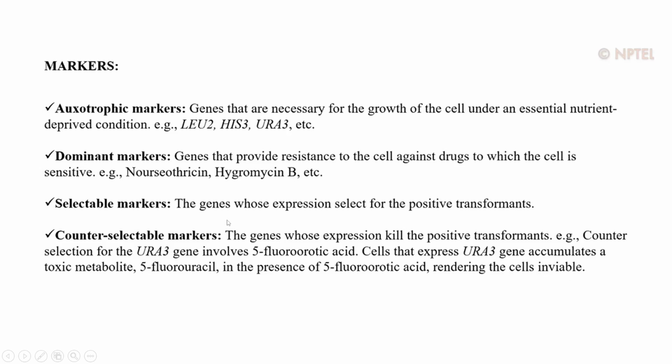So if URA3 is active, the cell will not grow. But when URA3 is not active, the cell will grow, because it will not convert it into the 5-fluorouracil molecule. So that is called a counter-selectable marker. And this whole strategy is generally used during cloning.